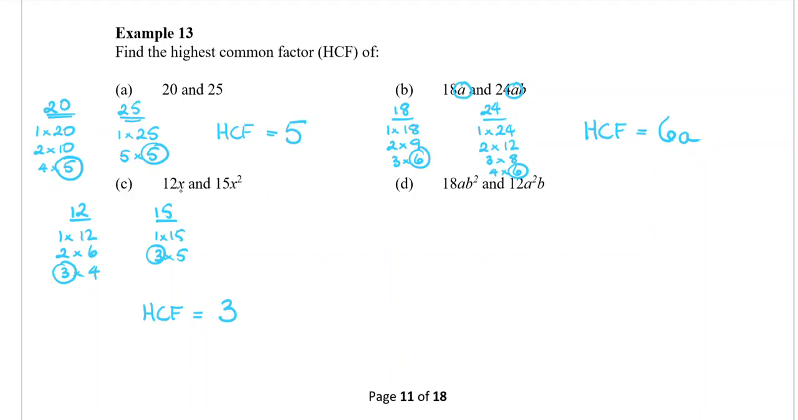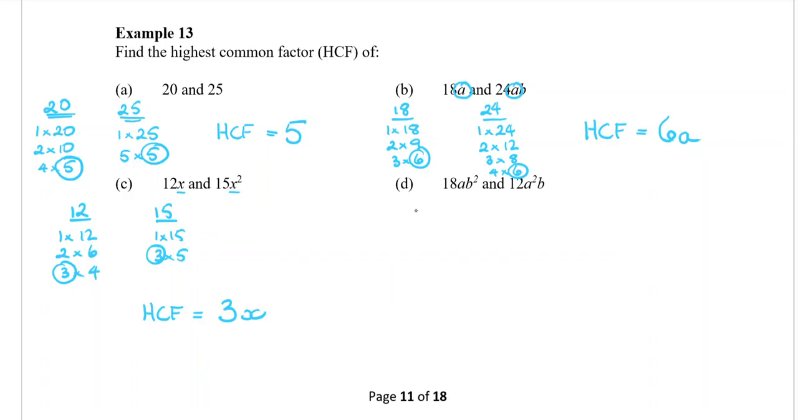Was there any letters in common? We have an x and an x squared. X squared means there's 2 x's there, but the common part would just be 1x that we could bring out of both of them. Because the first one didn't have 2, so I can't bring 2 out, but I can take one of them out of both.